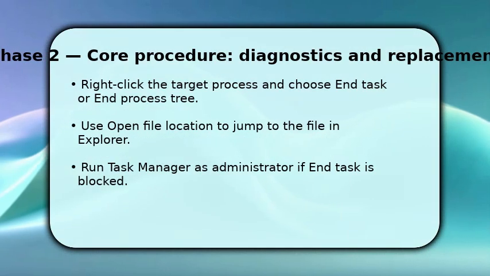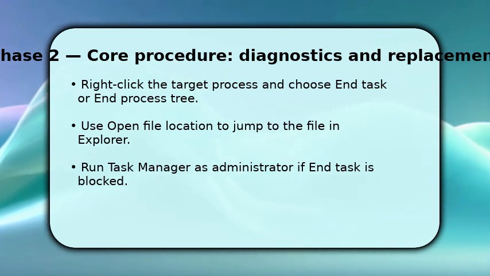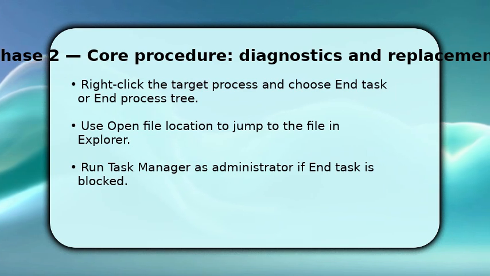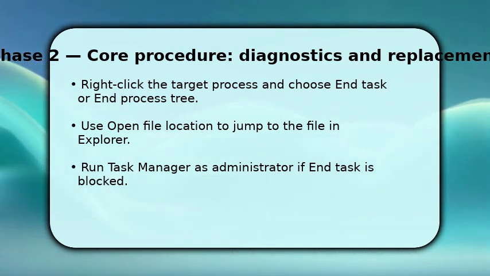You now end the process to release the file lock. Right-click and select End Task or End Process Tree if multiple child processes exist. Once done, confirm the process is gone from the list. Next, use Open File Location to reveal the file in Explorer so you can remove it directly.